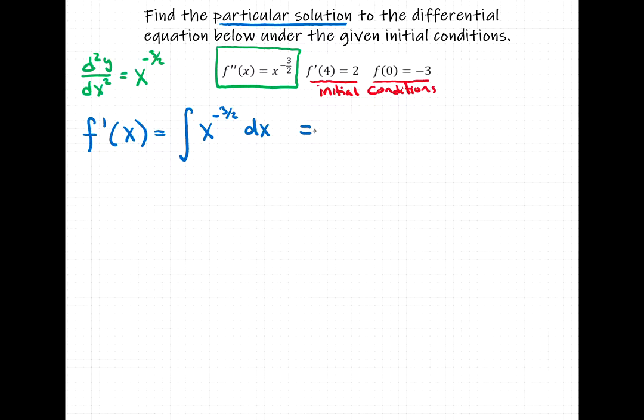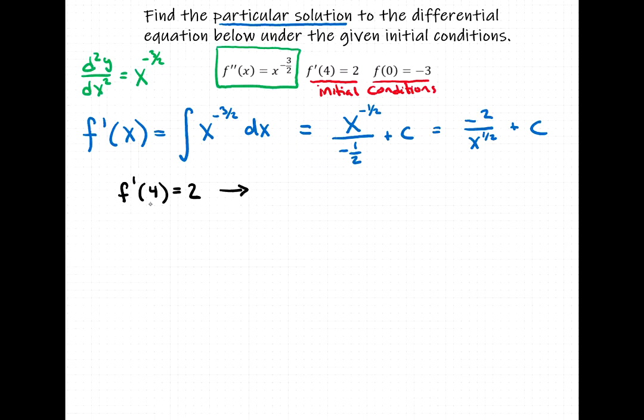Okay, so if we apply the power rule for integration, we'll get x to the -1/2 power divided by -1/2 plus c, or we could simplify this to -2 over x to the 1/2 power, plus c. All right, so that's the form that our derivative will take, or the form that f prime of x will take.